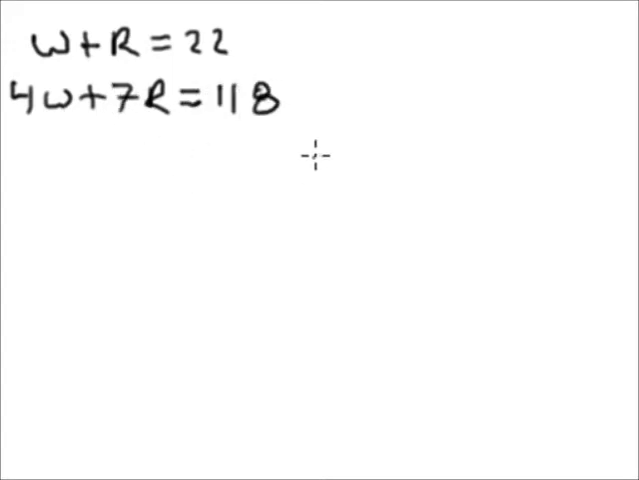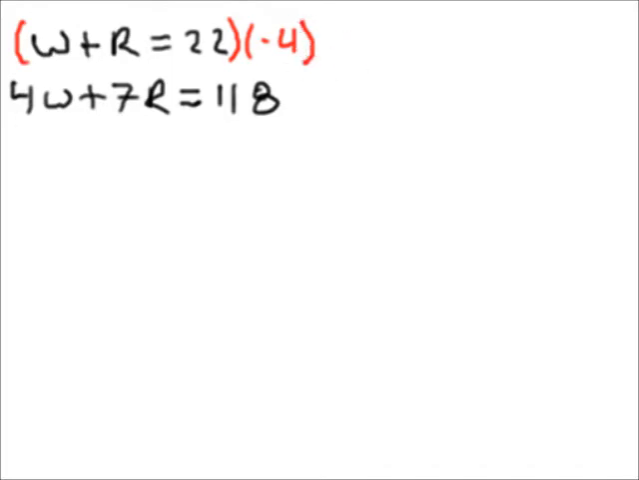Okay. So now you use any method that you've gone over in your class. You've probably gone over elimination and substitution, and for most people, they prefer to do elimination. And like elimination, it doesn't matter which of the variables you get rid of first. I can eliminate W or I can eliminate R. So I'm going to choose to eliminate W, and in order to do that, I'm going to multiply the top by -4.